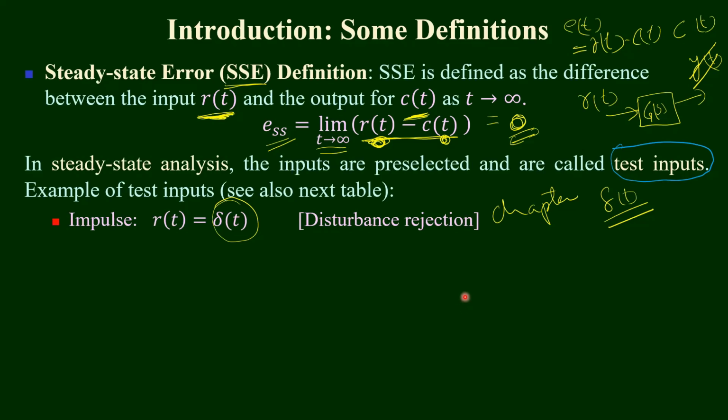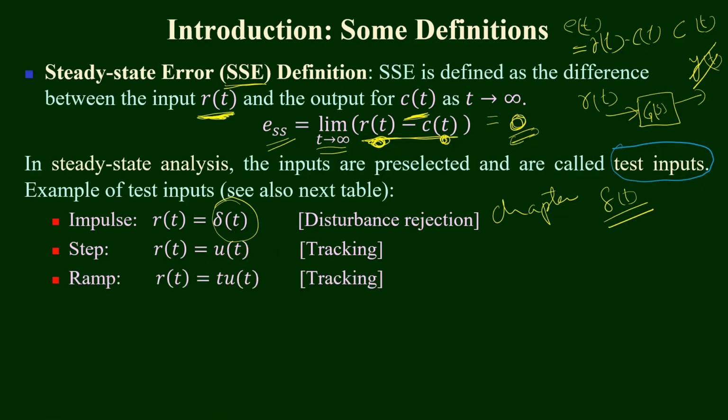Then the step input we will be discussing briefly. On the next slide we will discuss what the step input is, though we have discussed this in detail in chapters 1 and 2. Then the ramp input and the parabolic input to the system. So these are the standard signals used for analyzing the steady state error of stable systems.